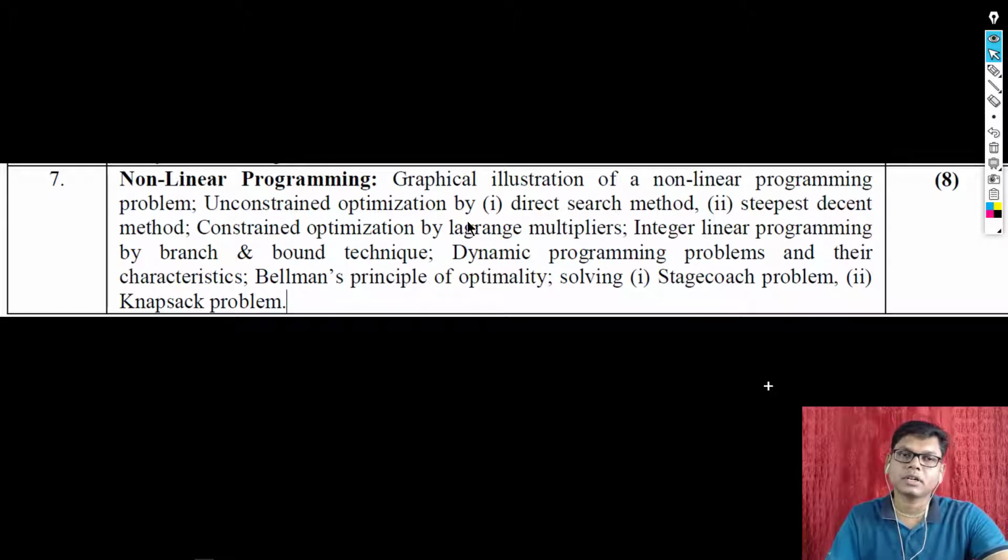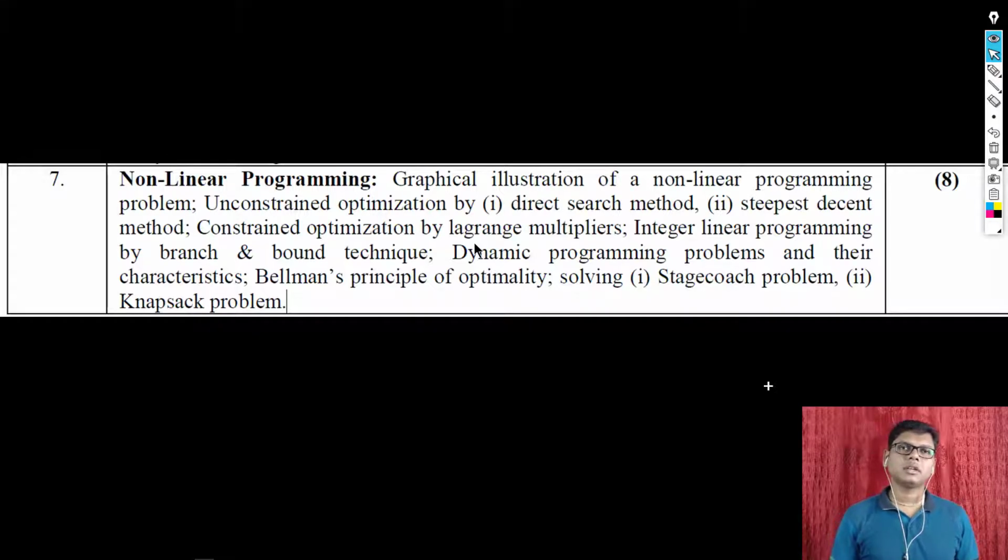There are two methods for that. Then constrained optimization with one method. So these are the topics we have to discuss in the nonlinear programming problem. After that we will go for integer linear programming problems and then dynamic programming problems. So we need to only discuss three cases. So let's go for the first one, that is graphical illustration of a nonlinear programming problem. So graphically, is it possible to solve the nonlinear programming problem?